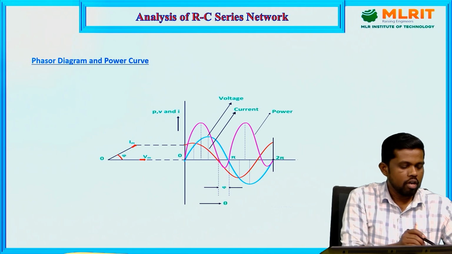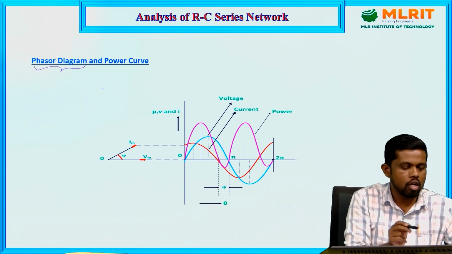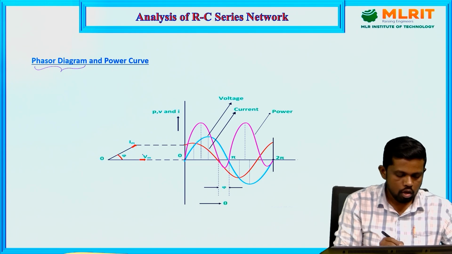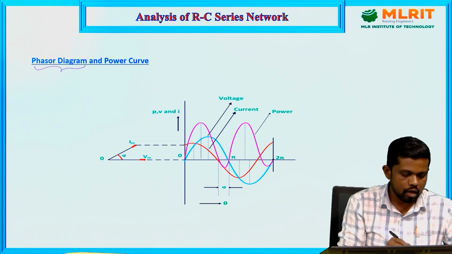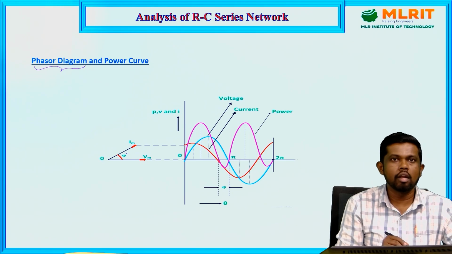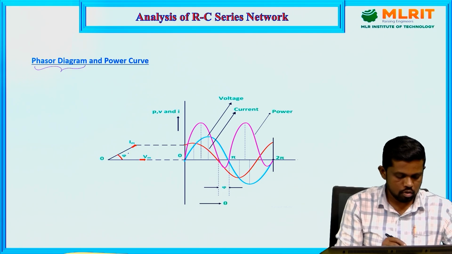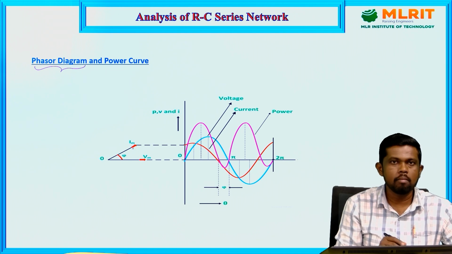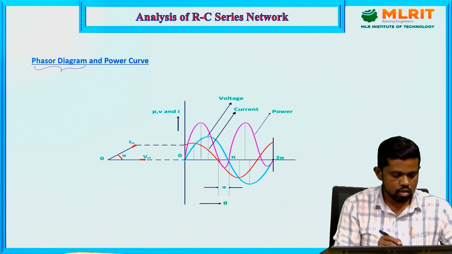So next, the phasor representation, and also the overall phasor representation or the phasor diagram of the network, and also the power curve. So with reference to the voltage, the current always leads at an angle of phi degrees. Or with reference to the current, the voltage always lags the current at an angle of phi degrees. So in both terms we can conclude the phasor notation between the voltage and current. With the voltage as reference, the current is leading. With the current as reference, the voltage is always lagging.